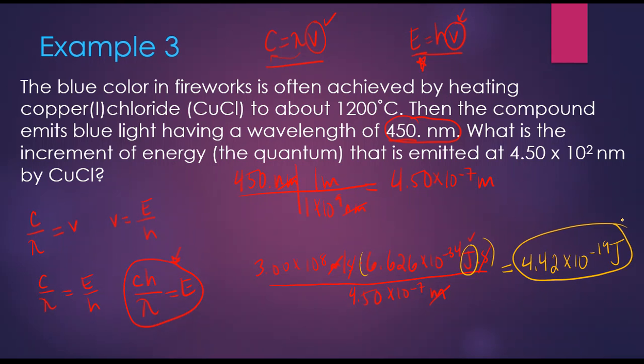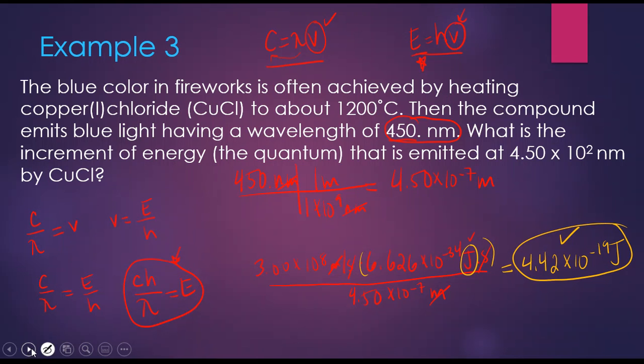So for every electron transition that occurs, it's going to be 4.42 times 10 to the minus 19 joules. As you can imagine, it's a very small amount, but that's the discrete amount of energy needed to produce that blue light. And that's what the firework color is doing. So for each electron giving off a blue light photon, it's going to take 4.42 times 10 to the minus 19 joules for that to occur.